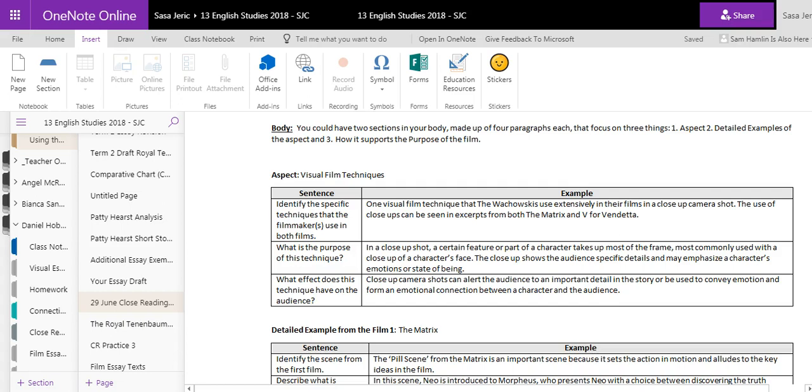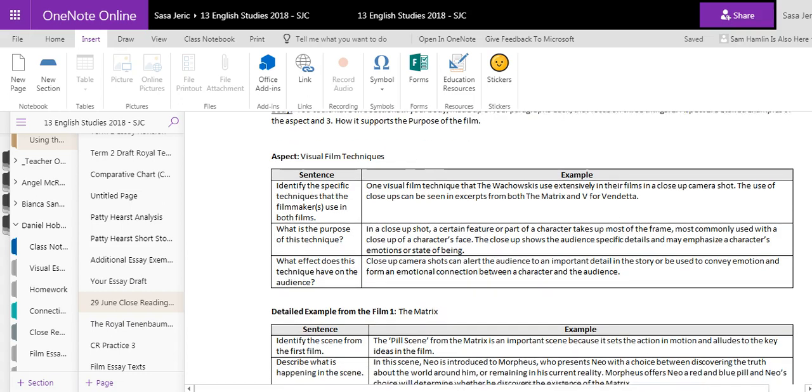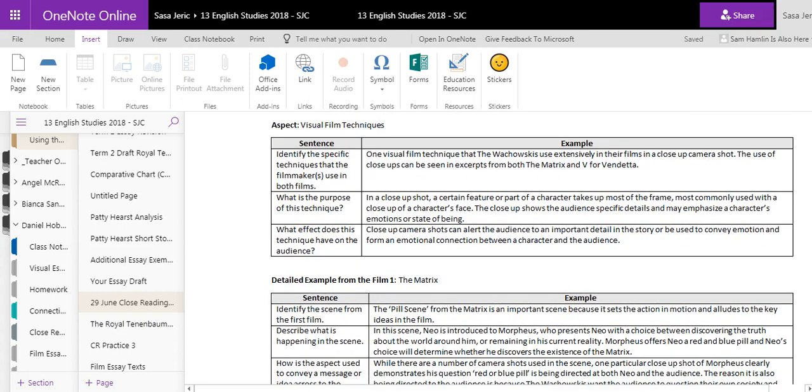So how I would suggest you arrange it is that your first body section is split up into 4 small paragraphs, okay, that look at things like the aspect, a detailed example from the films, and how that supports the purpose. So if you look on the screen and back into the exemplar template here, what I've done is I've started that body paragraph with a paragraph on the aspect. So I've picked visual film techniques.